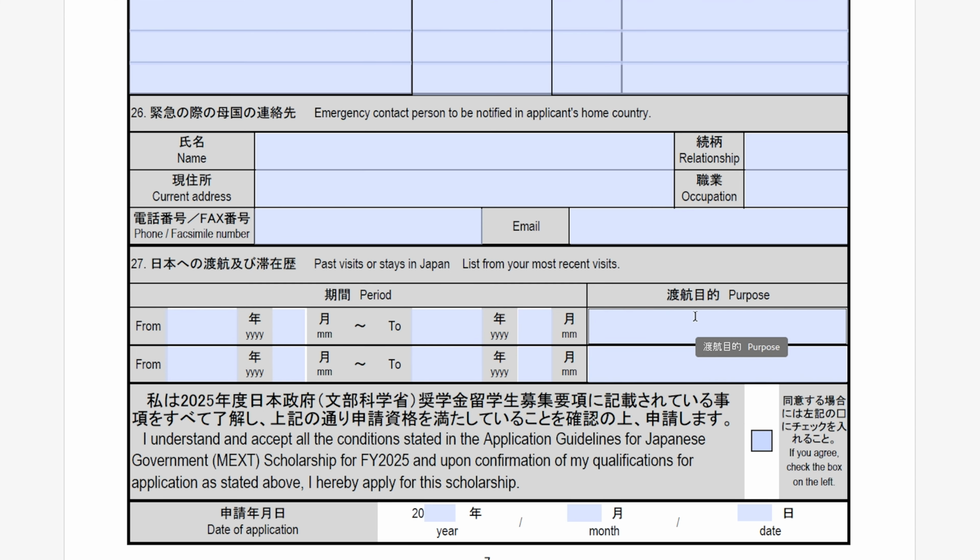So in brief, this is what the MEXT Scholarship is all about. If you can follow what I've discussed with you here, it will be easy for you to apply for this process.